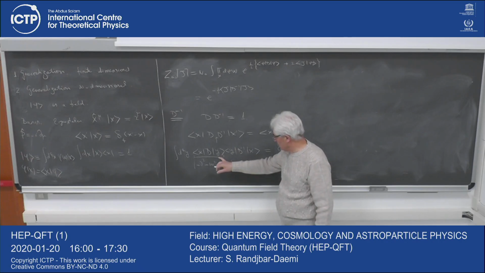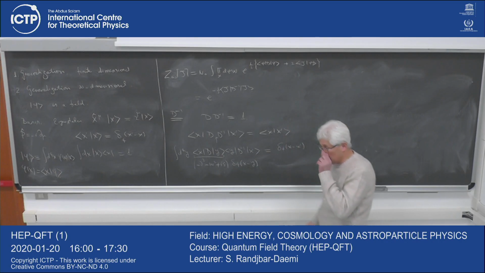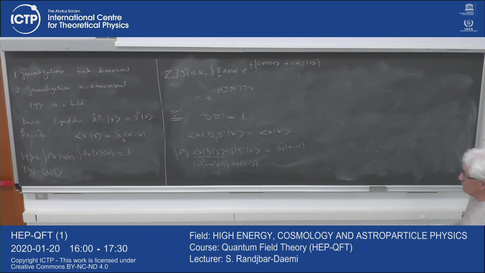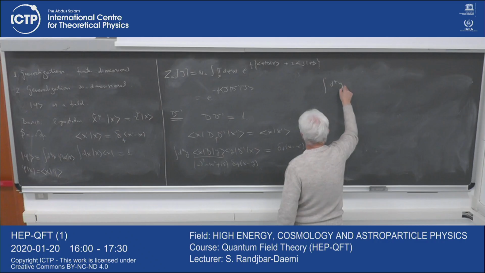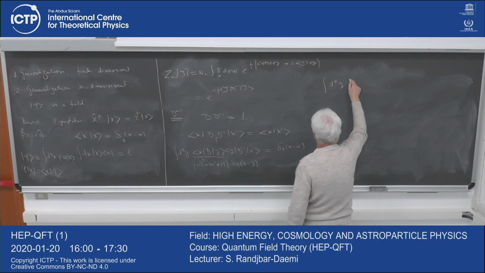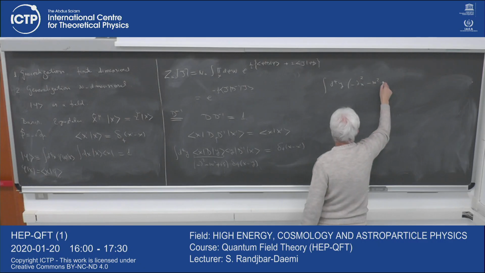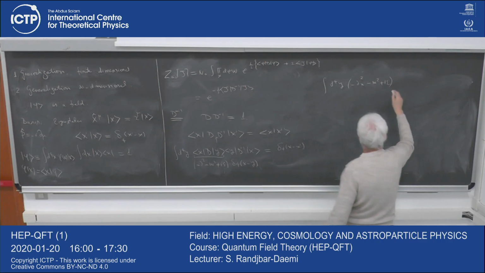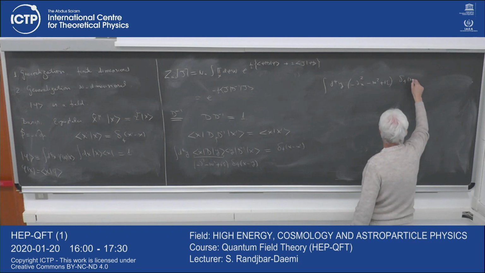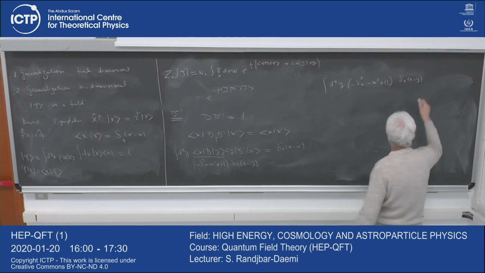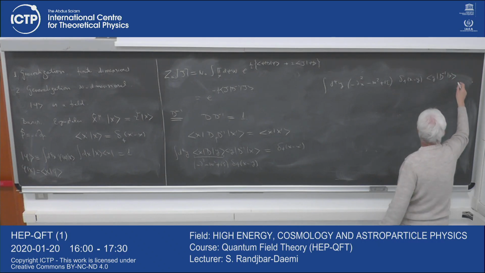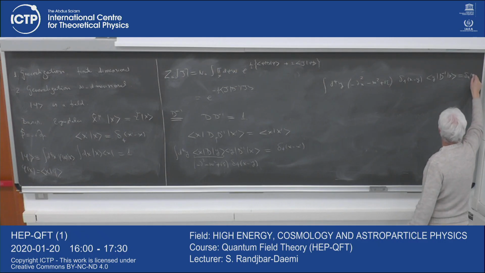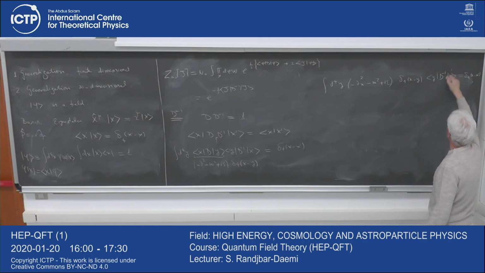Previously I had x prime here, now I have y. That's the only difference from what we had before. So this relation then is d for y minus d plus i epsilon times d for x minus 5 times y d inverse x equals delta 4 of x minus x prime, d inverse x prime.